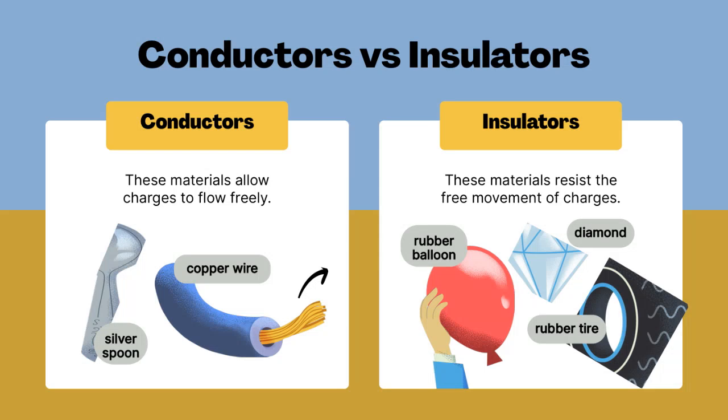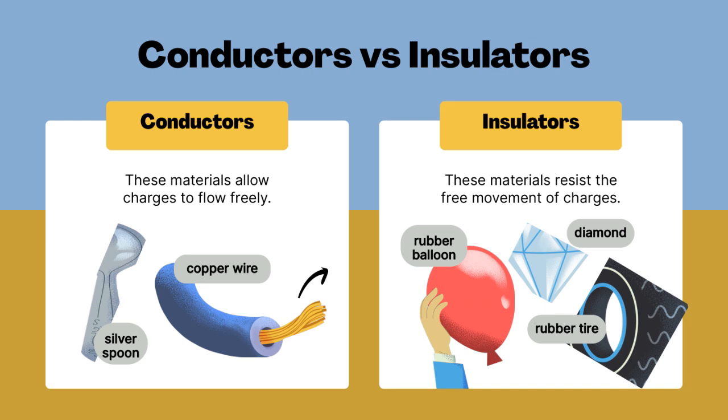Let's take a closer look at some materials and how they interact with electric charges. For example, a diamond, a rubber tire, or a rubber balloon. These are all examples of insulators. They resist the free movement of charges, meaning that if you try to move electric charge through them, it's much more difficult. That's why insulators are great for preventing the flow of electricity and protecting us from shocks.